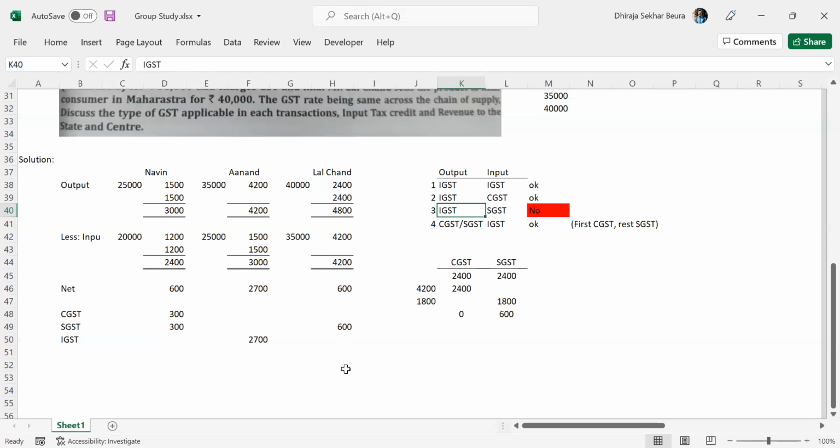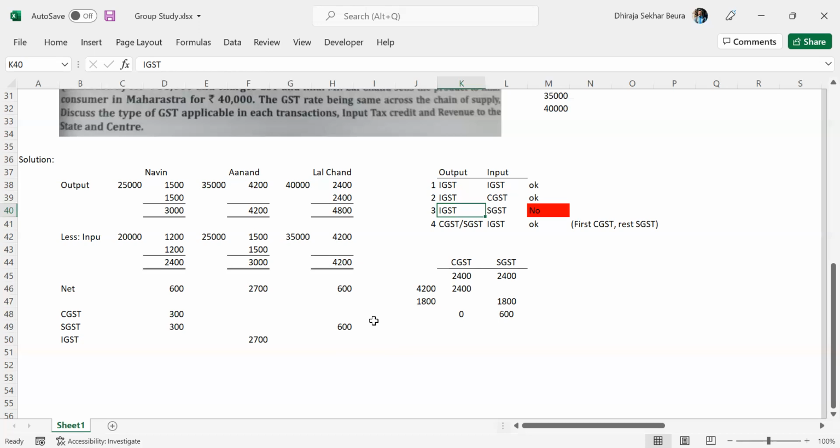GST will be how much? 1500 you're saying? Yeah, for Mr. Anand, right? No, here, you see, input 1500 is the SGST. He got 2700 IGST. The IGST got compensated with CGST, that becomes 2700. Correct? So what did we do for the SGST 1500? That will be carried forward to the next period to be adjusted against any SGST liability coming forward.